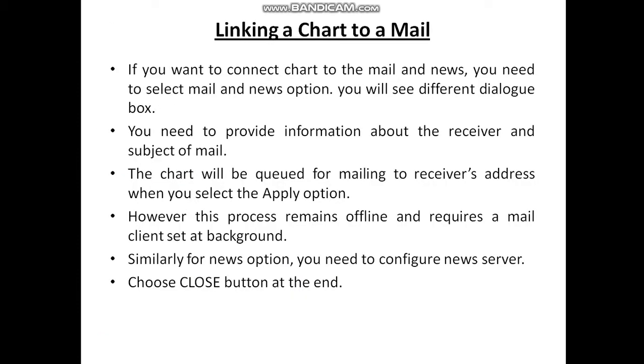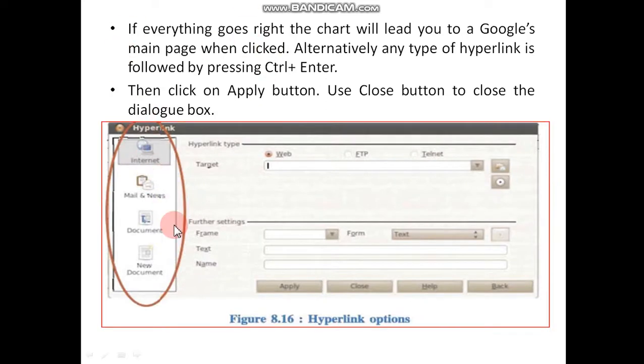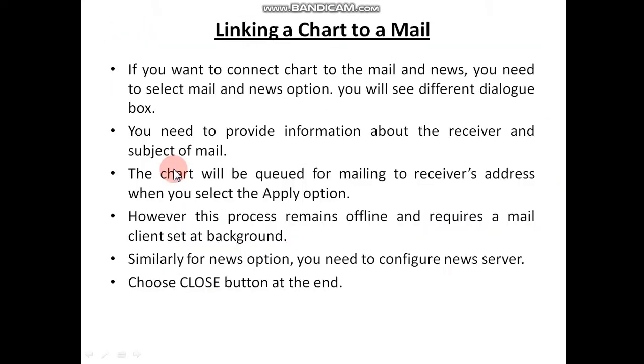Now linking a chart to a mail. Our next option is mail and news. If you want to connect the chart to mail and news, you need to select the mail and news option. You will see a different dialog box. You need to provide the information about the receiver and the subject of the mail. The chart will be queued for mailing to the receiver's address when you select the apply option. However, this process remains offline and requires a mail client set as a background mail client, like Gmail.